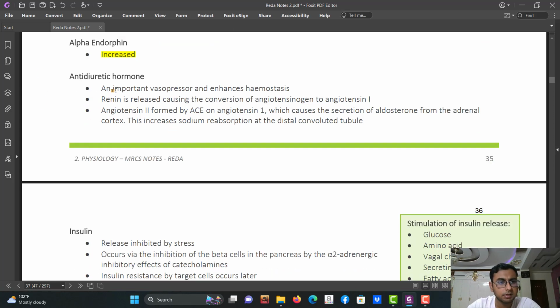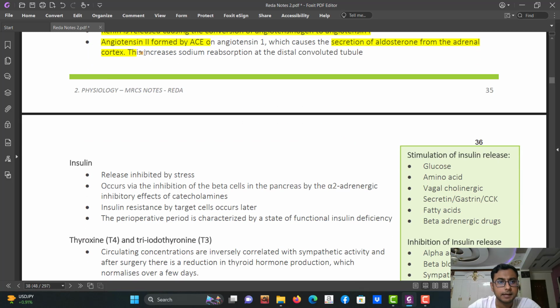Now antidiuretic hormone is an important vasopressor and enhances hemostasis. Renin is released, causing conversion of angiotensinogen to angiotensin 1. Angiotensin 2 is formed by ACE from angiotensin 1, which stimulates secretion of aldosterone from the adrenal cortex and increased sodium reabsorption at the distal convoluted tubule.